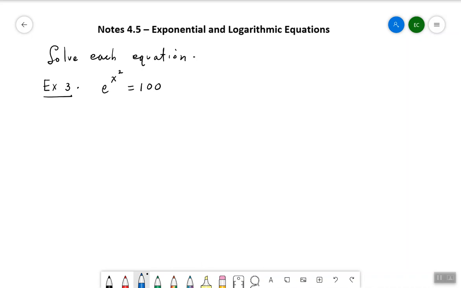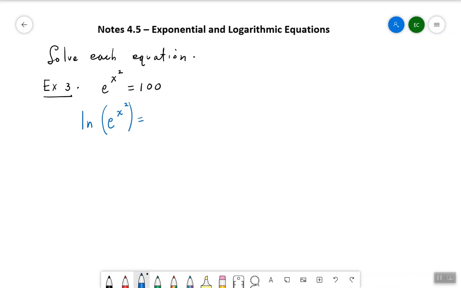In the previous examples, we took the common log of both sides and then applied a property of logs to bring the variable down out of the exponent. We're going to do something just a little bit different this time. This time we have the special base e in the exponential, and so we can use the natural log in order to cancel the base e exponential. So let's do that. Let's take the natural log of both sides.